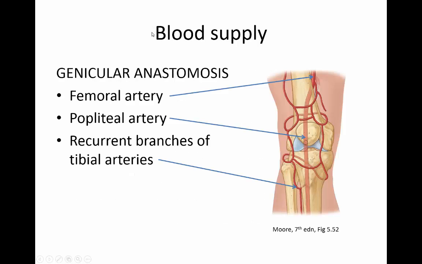Blood supply at the knee, it's called a genicular anastomosis. Genicular means knee, so to genuflect would be to kneel, and this is an anastomosis between the femoral artery, popliteal artery posteriorly, and they're anastomosing with the tibial artery, and so we're preventing any occlusion to these blood vessels.